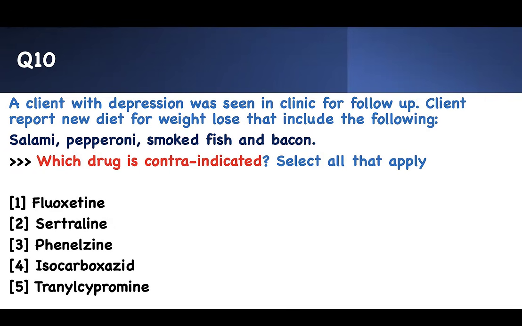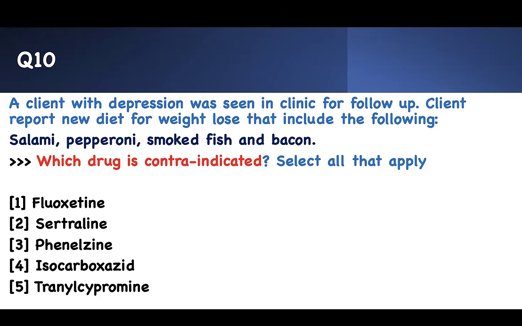Which drug is contraindicated? That means I should not take it. A client with depression was seen in the clinic for follow-up. The client reports a new diet for weight loss that includes the following. The patient has depression, is trying to lose weight. And what is the patient eating? Salami, pepperoni, smoked fish, and bacon.